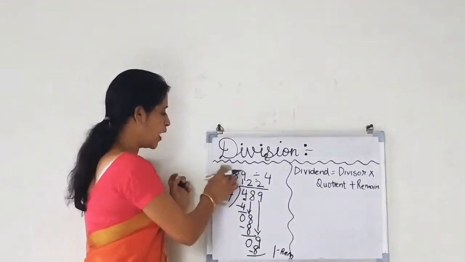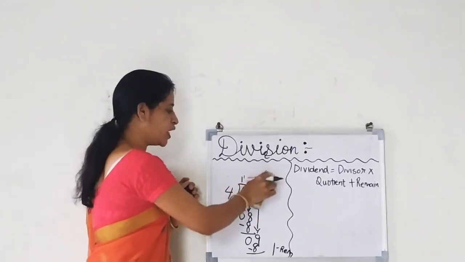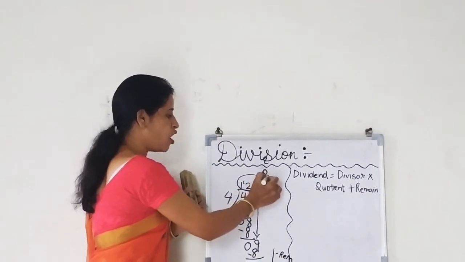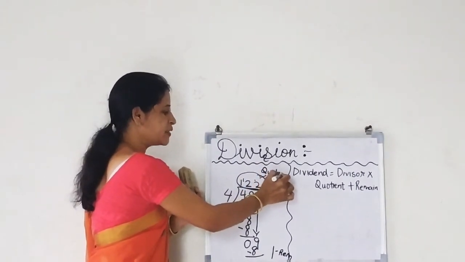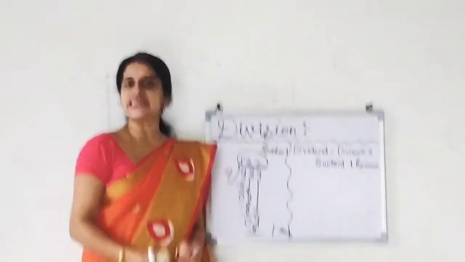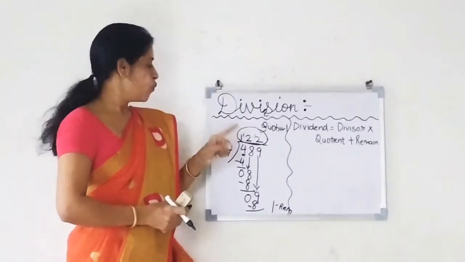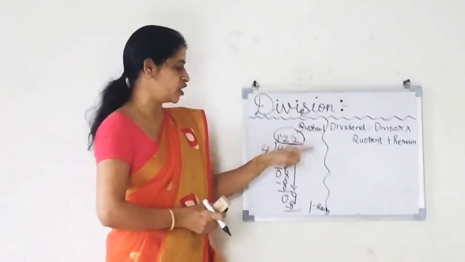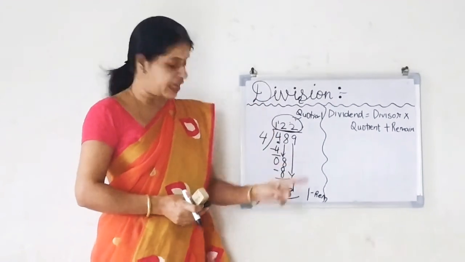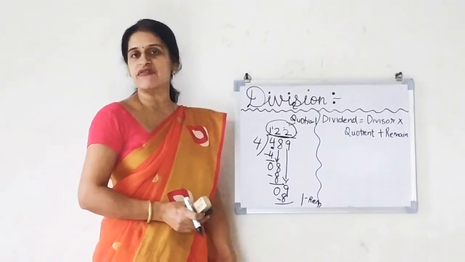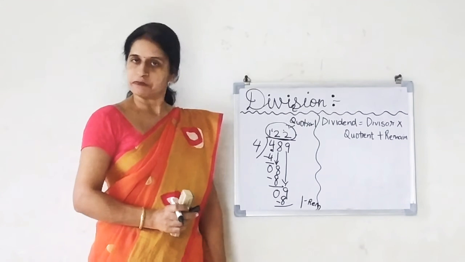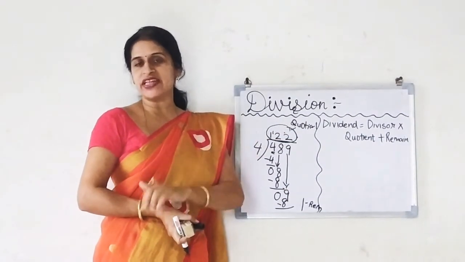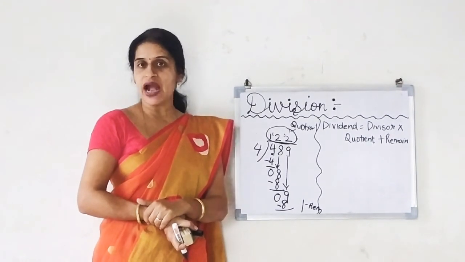And this 122, what is this 122? This 122 is your quotient. So which are the 4 words that are there in the division? One is the dividend, the divisor, the answer is known as the quotient, and the left out number after division is your remainder. Clear? So we got a quotient 122. But we are not sure whether the answer is right or wrong. Then what do we have to do?